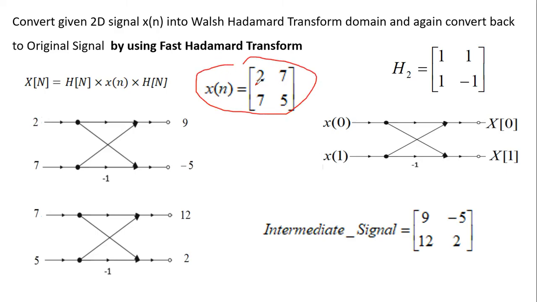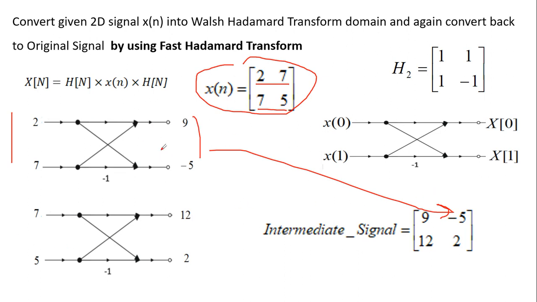So see, this is a 2 by 2 signal, so it is not one dimensional, it is two dimensional. So what we do, we will take first 2, 7 and we will apply the operation. See, this is 2 plus 7 is 9, 2 minus 7 is minus 5, we are getting the result. We are storing the result in a row wise format. So whenever we are getting the result, we always store it in a row wise format.